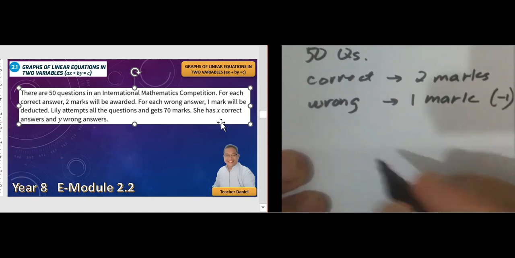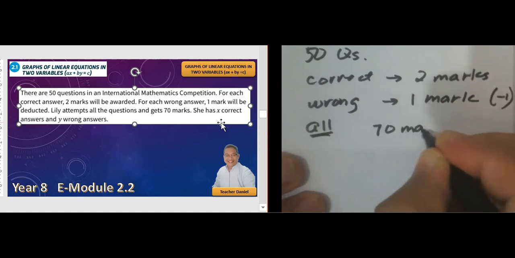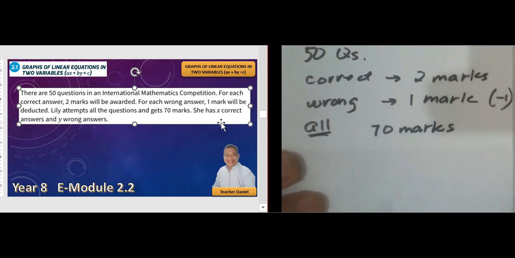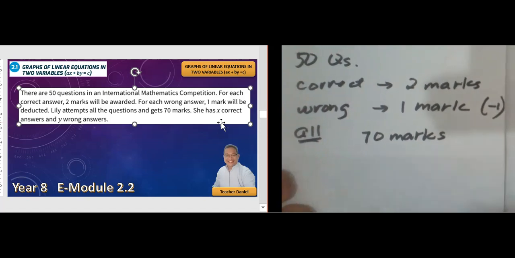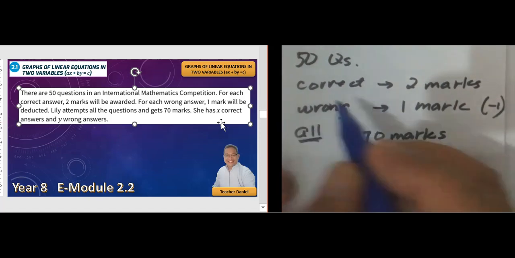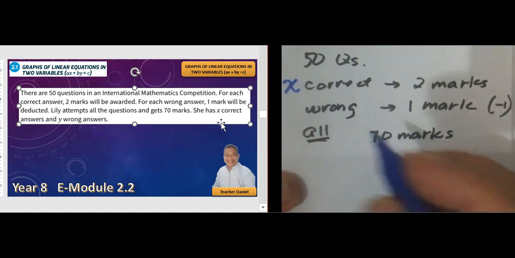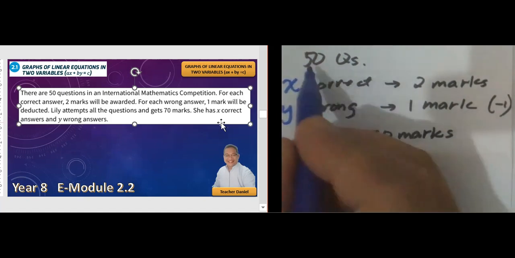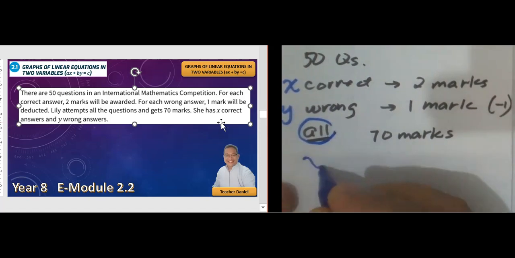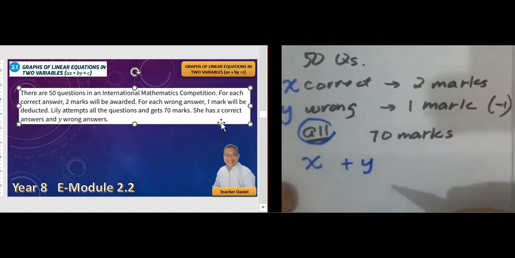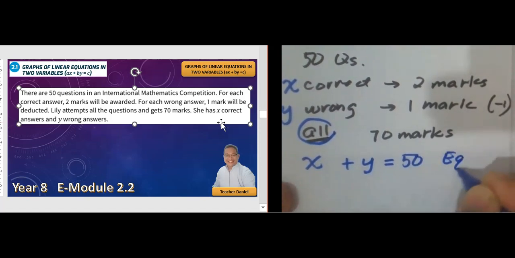Lily attempts all the questions. So she answered all the questions and gets 70 marks. That is the score that she got. All right, so let's create simultaneous equations from here. Let's say that the correct answers are represented by x, and the wrong answers are represented by y. Since she answered all 50 questions, the questions answered correctly plus the questions answered wrongly is equal to 50. So this is equation number 1.